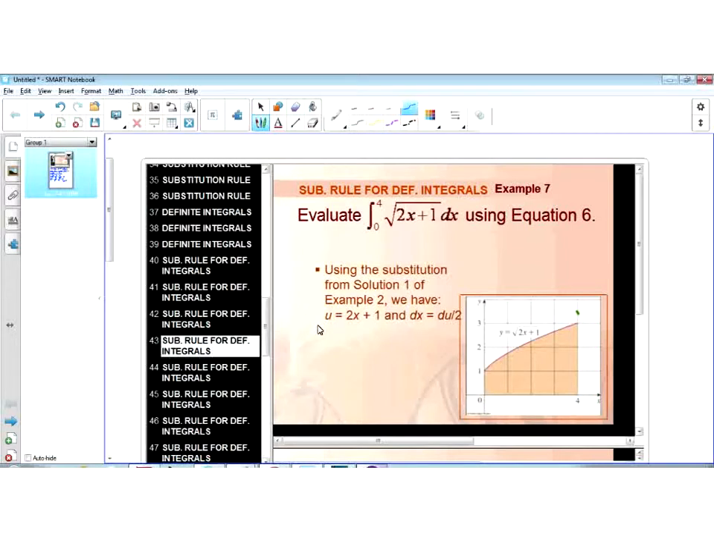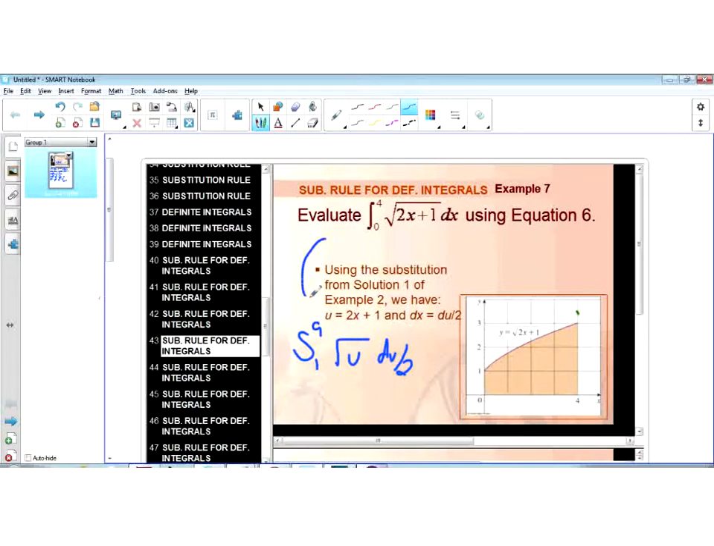What they're essentially saying is this. The problem transformed in terms of u is like this. It becomes the square root of u times du over 2. Now, if x equals 0, what does u equal? Remember, this lower bound is an x value. So if x equals 0, then u is equal to 1. And if x equals 4, then u is equal to 9.